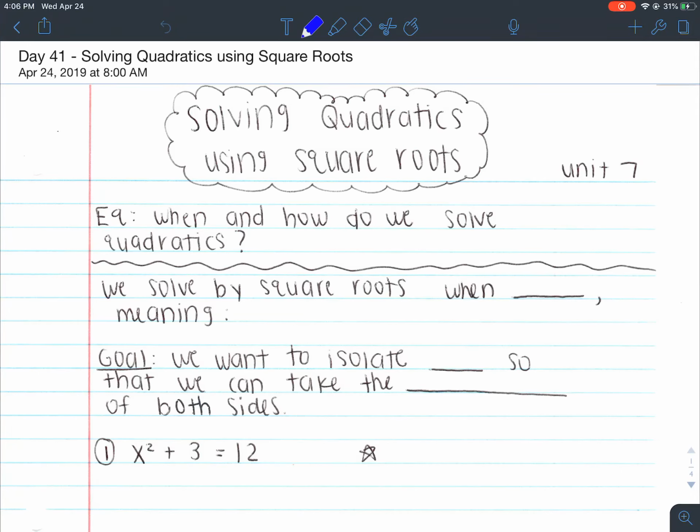Hey guys, these notes are for solving quadratics using square roots. It is the third way we learned how to solve quadratics. The first way we learned was to solve by graphing, the second one was to solve by factoring, and then this one's to solve by using square roots.